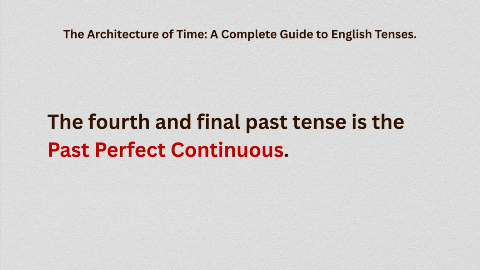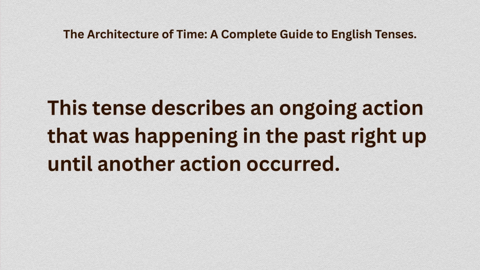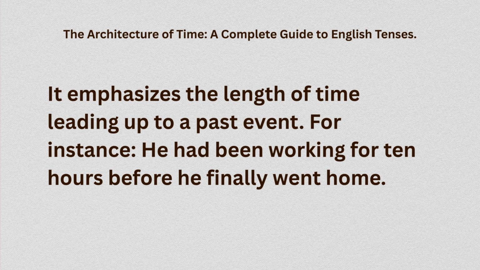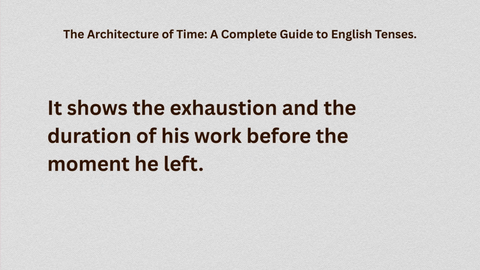The fourth and final past tense is the past perfect continuous. This tense describes an ongoing action that was happening in the past right up until another action occurred. It emphasizes the length of time leading up to a past event. For instance, he had been working for 10 hours before he finally went home. It shows the exhaustion and the duration of his work before the moment he left.